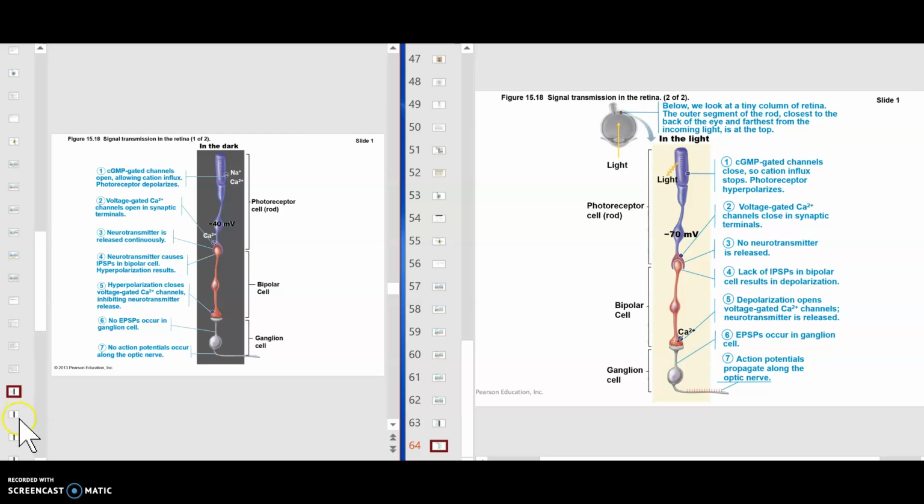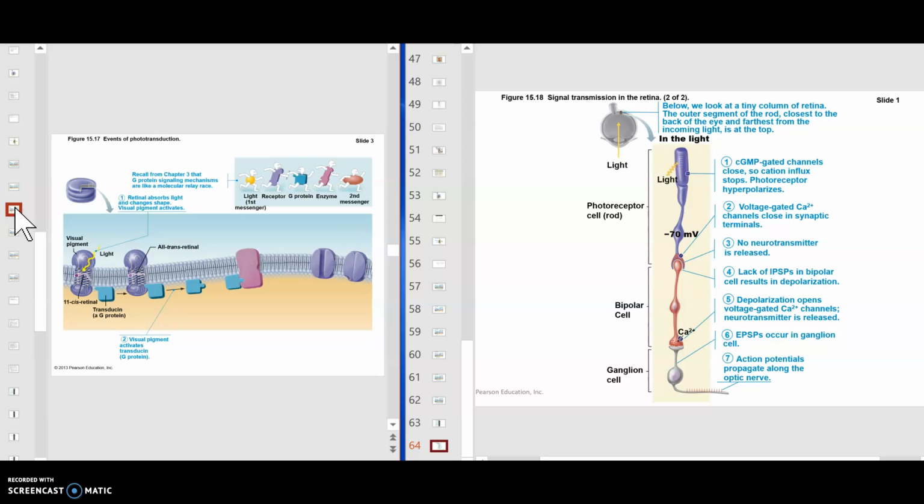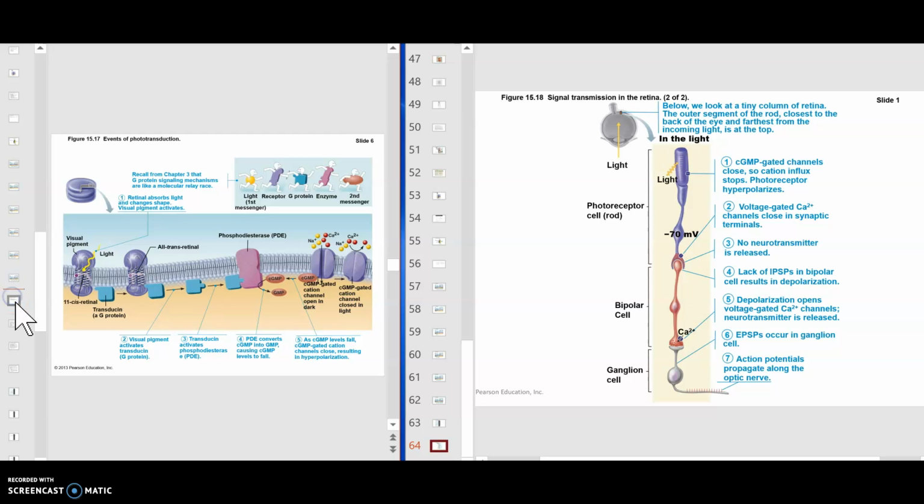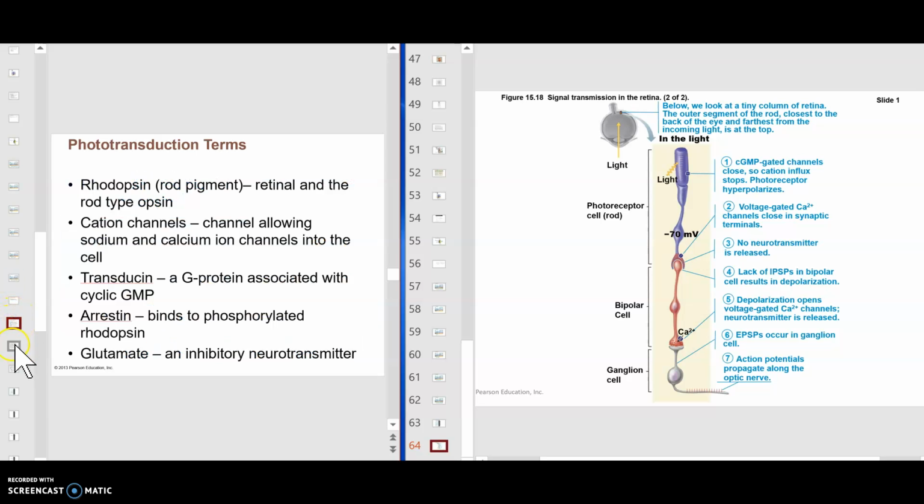So that's what happens there. And going back again, though I am talking about this particular aspect here, the same thing actually happens in the cones too. Now, one thing too, so here are some terms: rhodopsin, cation channels, transducin. Arrestin you didn't see.